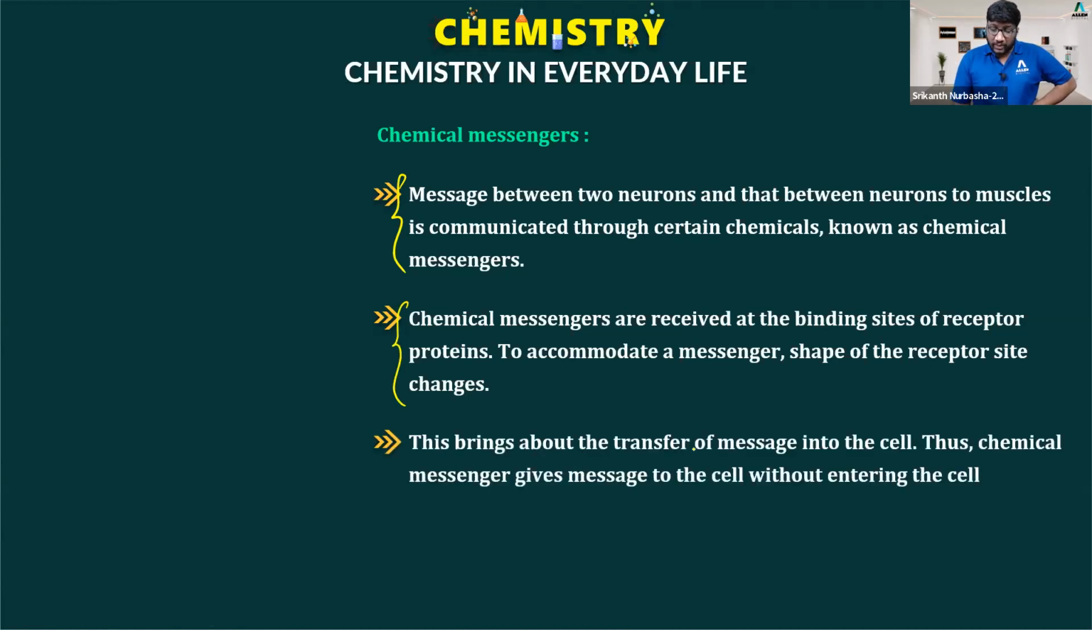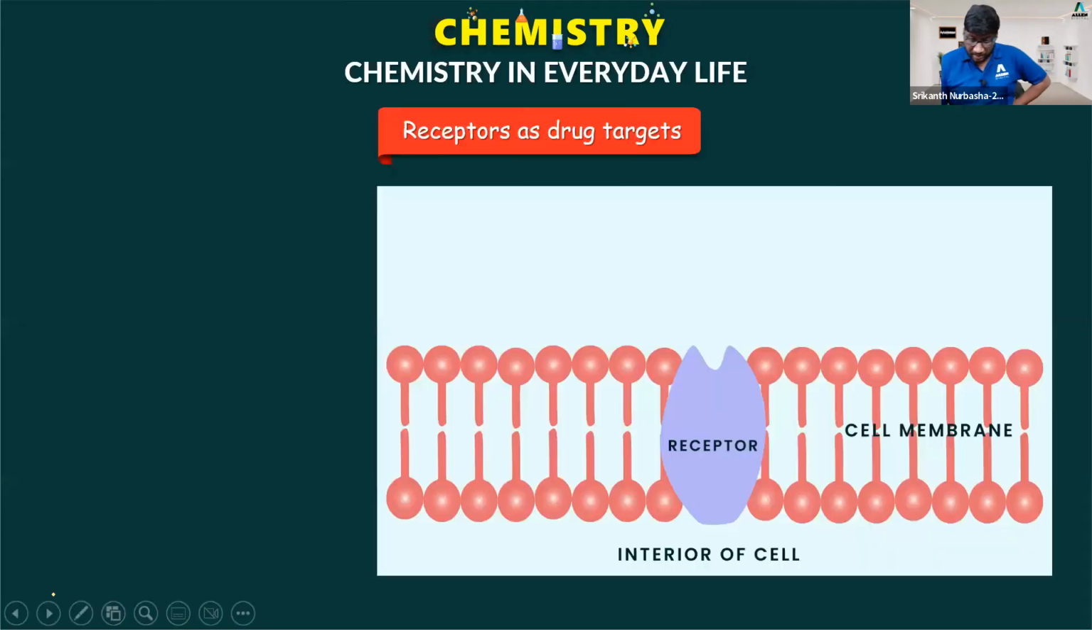This brings about the transfer of message into the cell. Thus a chemical messenger gives message to the cell without entering the cell, just by binding to the binding site of the receptor protein. So you can have this type of scenario. This is the interior of the cell. This is the receptor protein. That is actually the active site of receptor. The chemical messenger is coming. Whenever it comes and binds to the active site, the message enters the cell. That is how it happens. That is the active site.